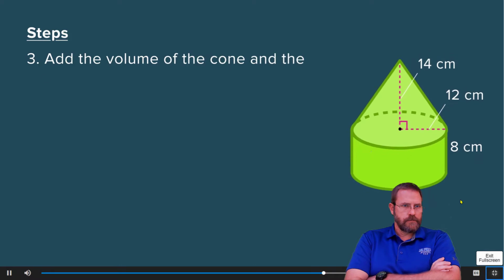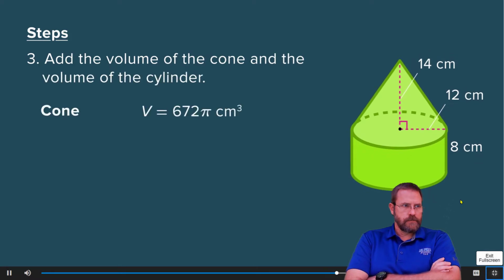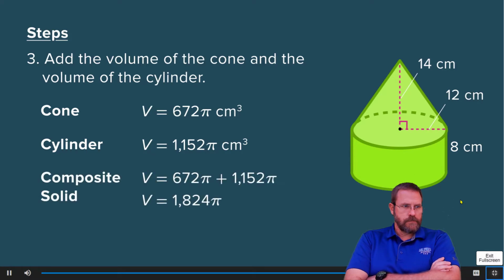Finally, to find the volume of the composite solid, add the volume of the cone and the volume of the cylinder, and then round to the nearest tenth. So, the volume of the composite solid is the sum of the volume of each solid. 672 pi plus 1,152 pi is 1,824 pi, or about 5,730.3 cubic centimeters.